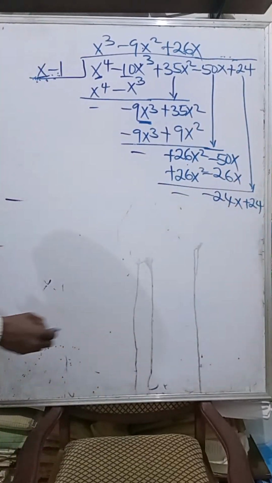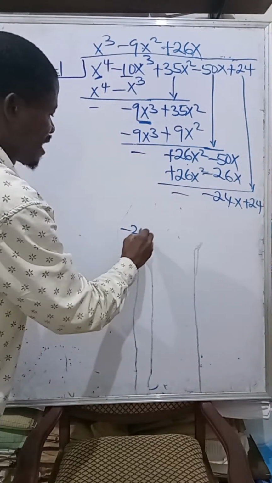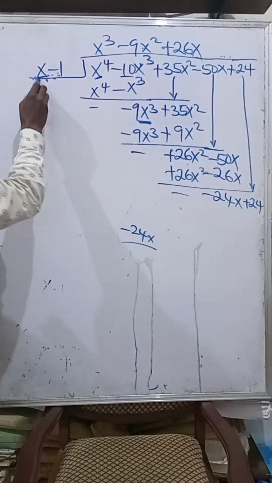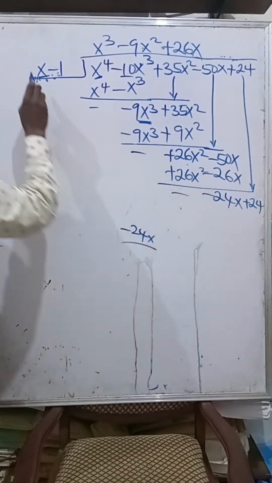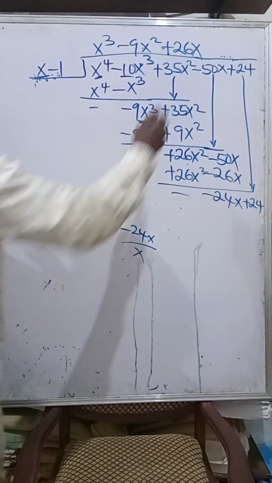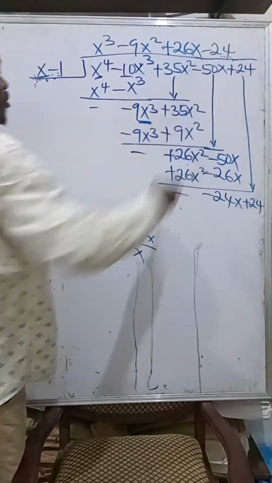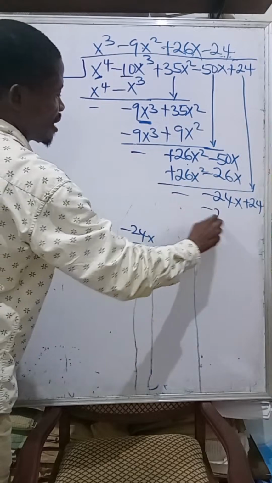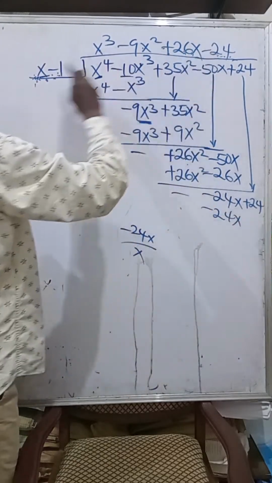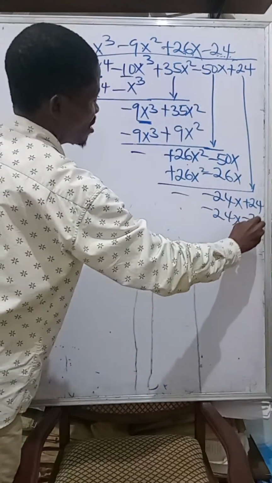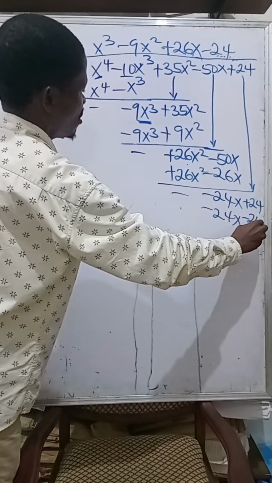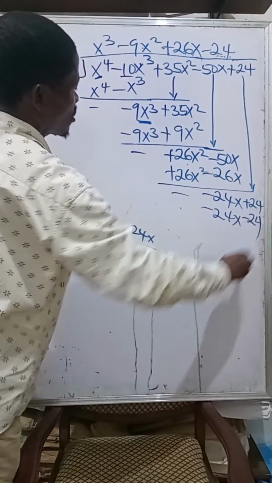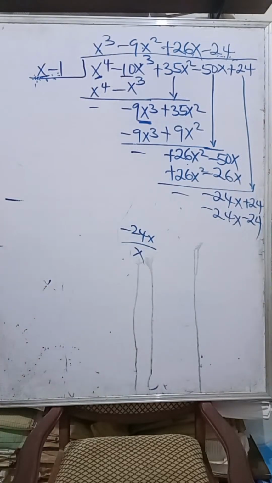We have that there. So repeat the process. Minus 24x over the first one here, and that will give us minus 24. And then use it to multiply. Minus 24 times this one, that's minus 24x. Minus 24 times minus 1, that's minus 24. Let me check that question.